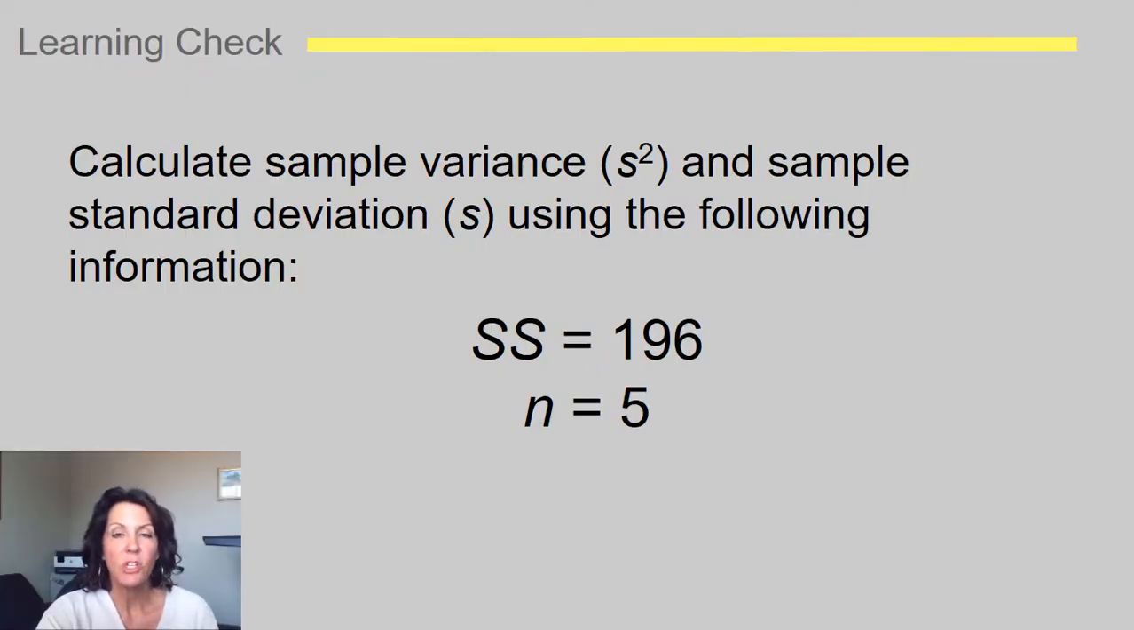For this next learning check, I'm going to have you calculate the sample variance and sample standard deviation using this information. We have a sums of squares of 196, and our n is equal to 5. Pause the computer, try it on your own, and then come on back.